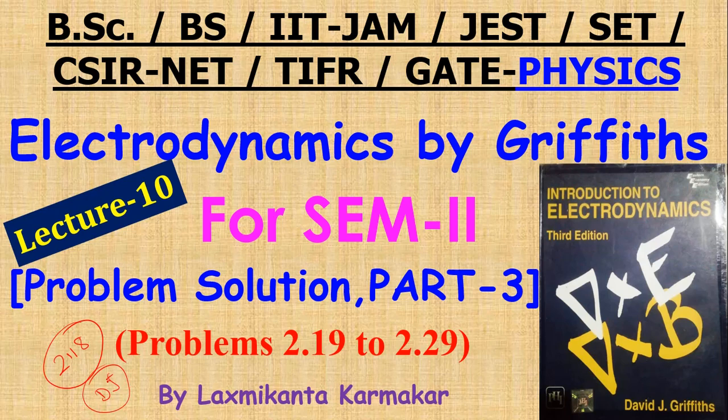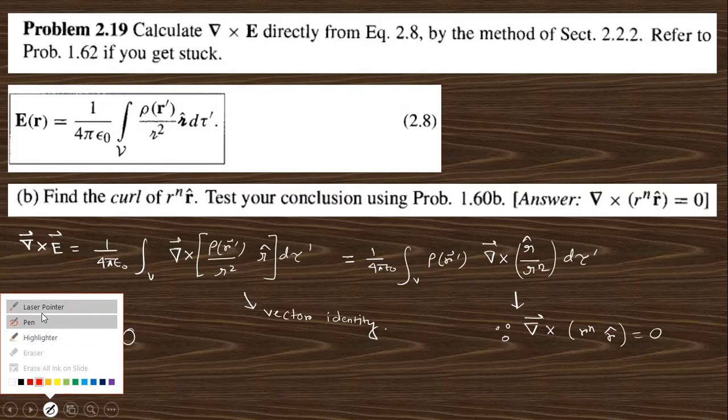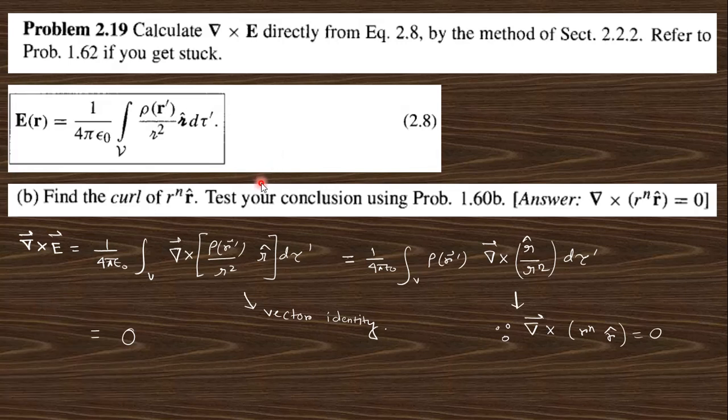In this video I want to discuss problems 2.19 to 2.29 of this book, D.J. Griffiths Electrodynamics. So let's start with question number 2.19. The previous lectures' links are given in the description box, you can watch from there.